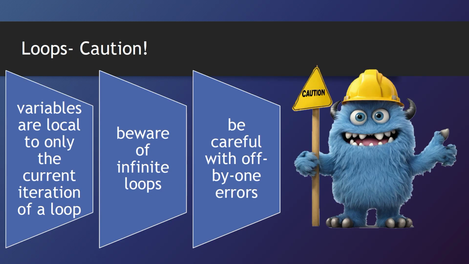A couple of final caution notes about loops. The code inside of a loop body is its own block of code. Variables declared inside that loop body are only visible inside the loop body. And they're actually only visible inside one single iteration of the loop. So variables declared inside the loop are garbage collected after one iteration and declared again with the next iteration. If you want to track data over multiple iterations of a loop, be sure to declare the variable outside the loop.